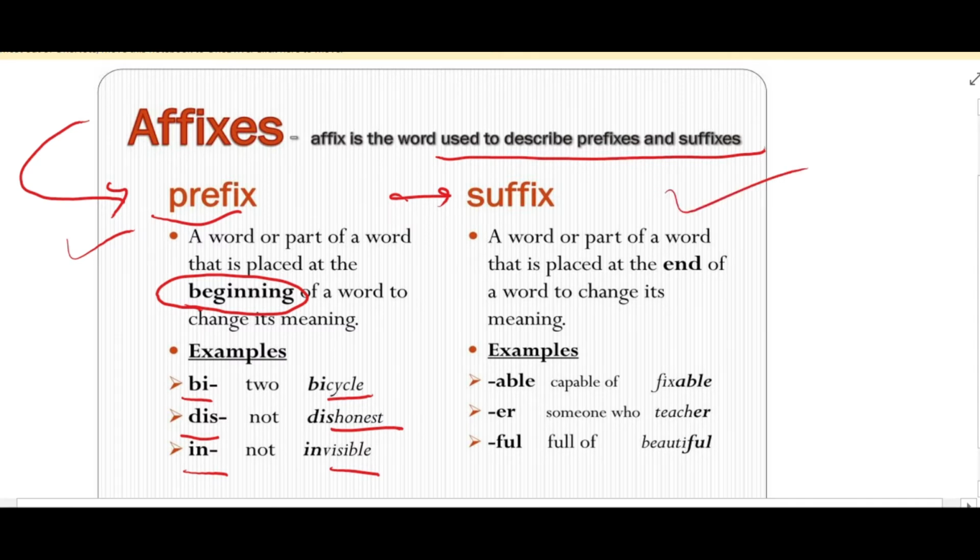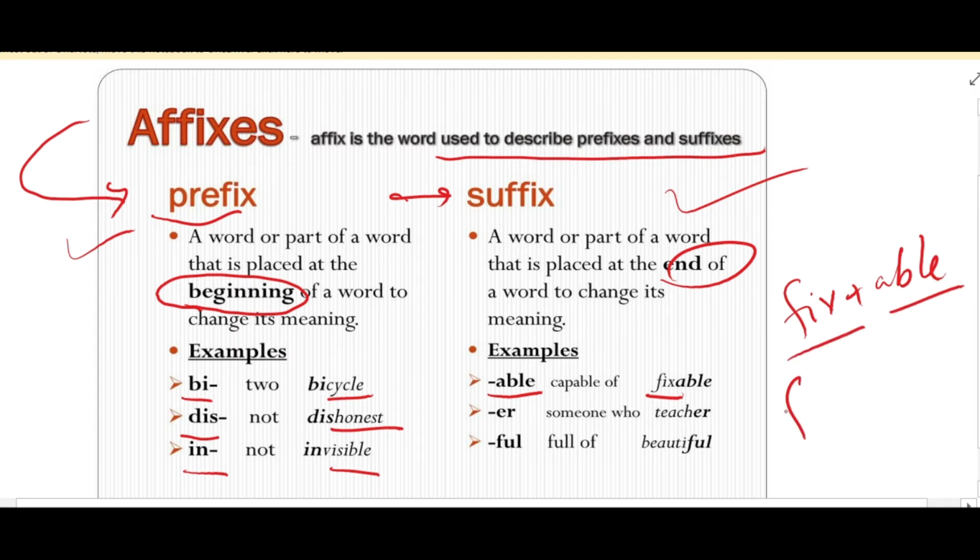Next we have suffix. Suffix is a word or a part of a word that is placed at the end of the word to change its meaning and to make a new word. Now the main word is fix and we have just added the word able. Here if I write fix plus able, now fix is something different. When we added this suffix able, it becomes fixable and it gives us a completely different meaning. Second, the word is teach and we have added er, it becomes teacher. In the same way, the word is beauty and we have added ful to make a new word like beautiful.